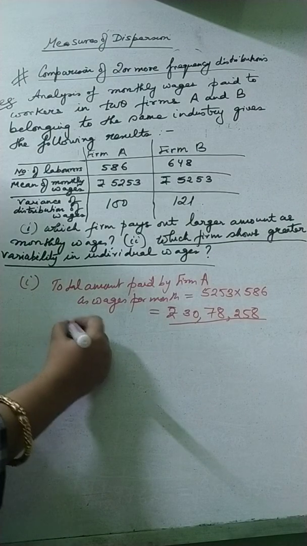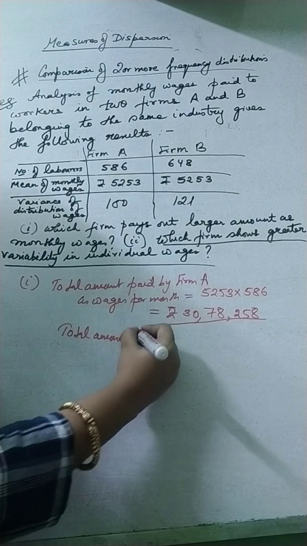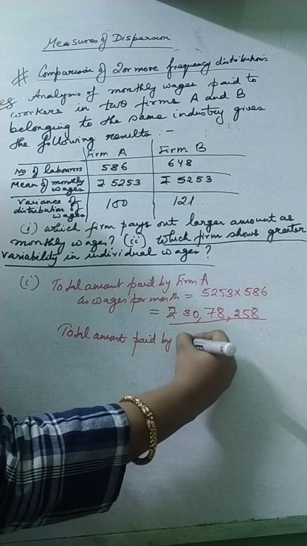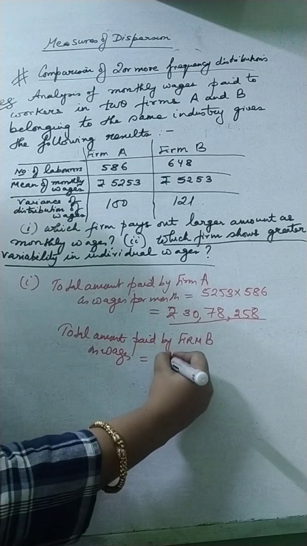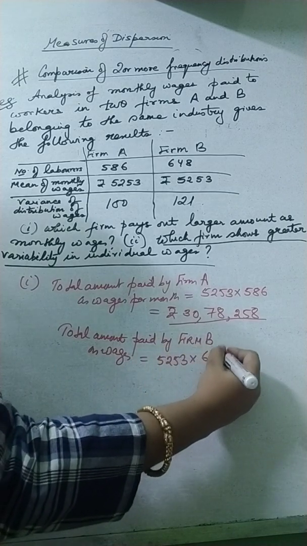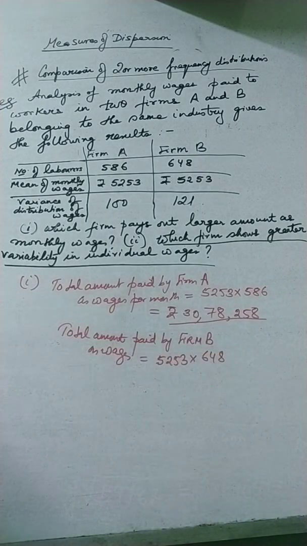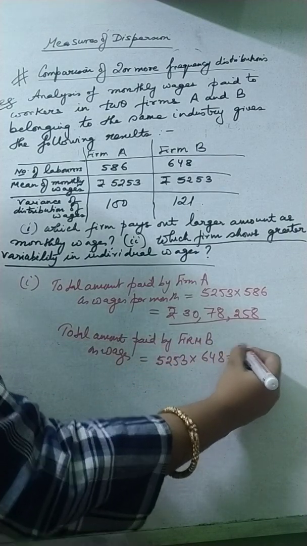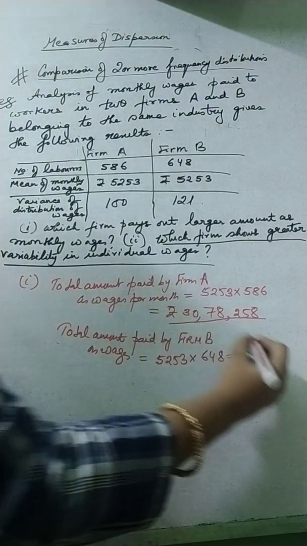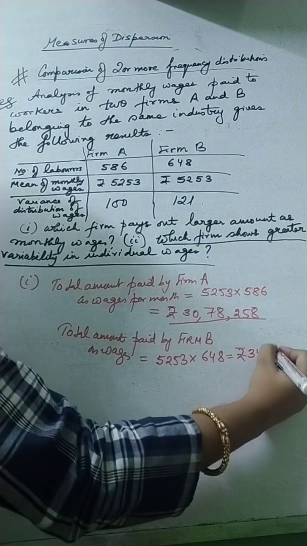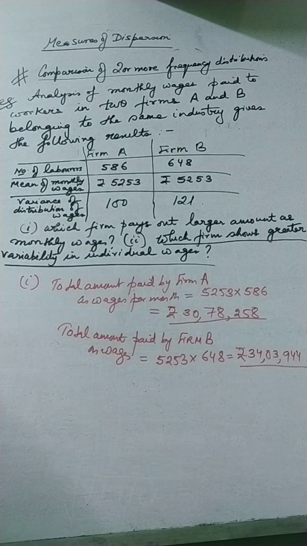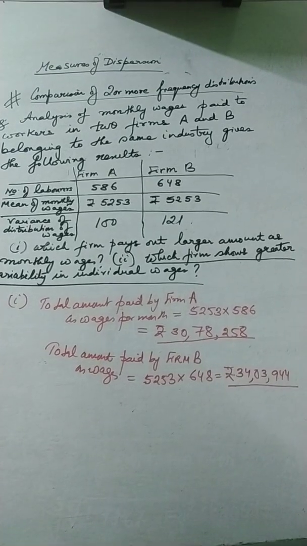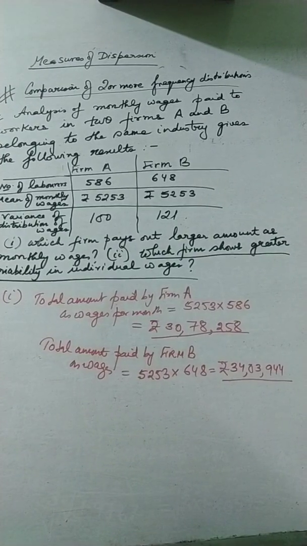And what is the amount paid by the other firm? Total amount paid by firm B as wages is how much? It will be 5253 with the number of laborers, because each laborer is getting 5253. So 648 laborers will get how much? It's rupees 3403944. I've done the calculation already and kept it so that we don't waste much time in showing the multiplication.